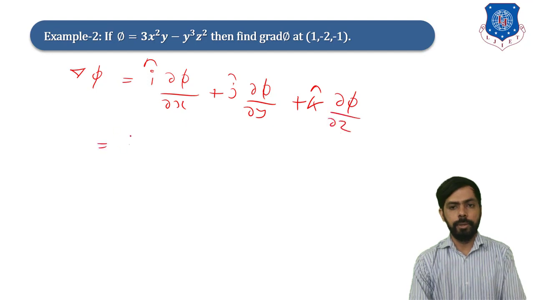Now here we directly find del phi by del x. The meaning of del phi by del x is partial differentiation of function phi with respect to x. If we take partial differentiation of 3x squared y, it will be 6xy, because the derivative of x squared is 2x, so 2x into 3 is 6x, and y will be as it is. Now the second term consists of y and z, and we are taking partial differentiation with respect to x.